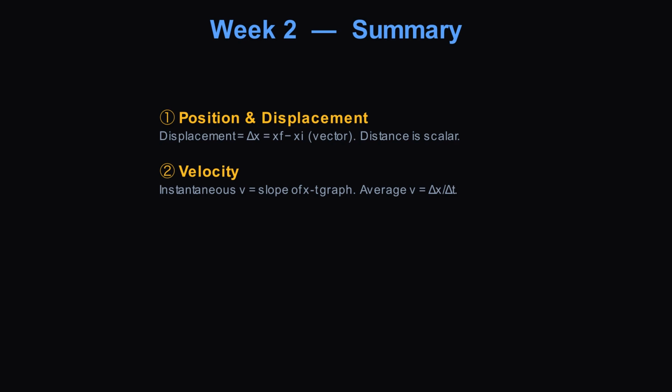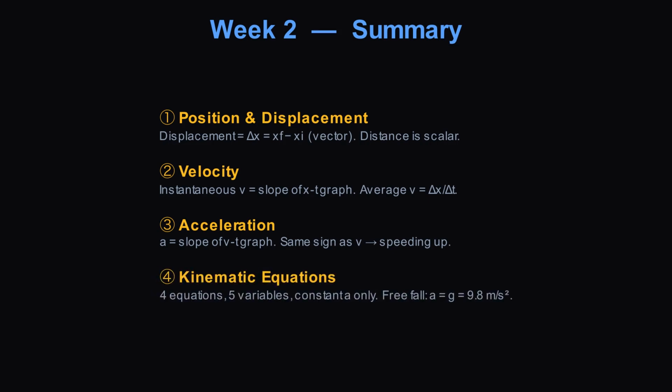Acceleration is the rate of change of velocity. It is the slope of the velocity-time graph. Having the same sign as velocity means speeding up. Opposite signs means slowing down. Free fall near Earth's surface has constant acceleration g, downward, independent of mass. The 4 kinematic equations apply only when acceleration is constant. Given 3 of the 5 variables, v0, v, a, delta x, t, the equations let you find the other 2.